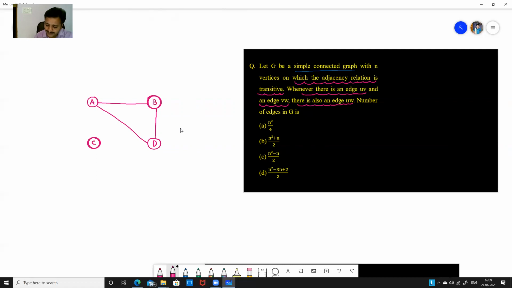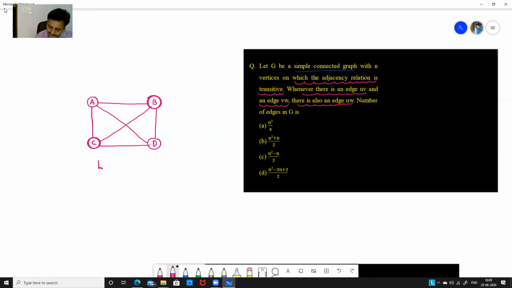Similarly, suppose we have an edge from B to D and an edge from D to C, then definitely we have an edge from B to C also. Next, suppose I have an edge from A to D and D to C, then definitely I have an edge from C to A also. So this is the kind of graph they're expecting in this problem. In that case, it is definitely forming a complete graph with n vertices, right? Is it correct or not?